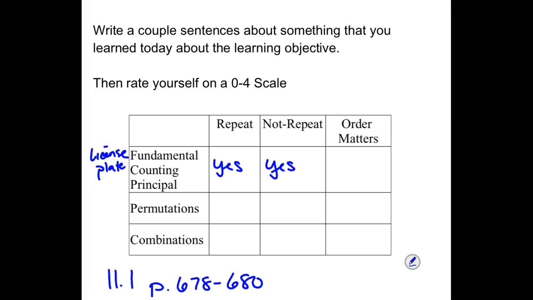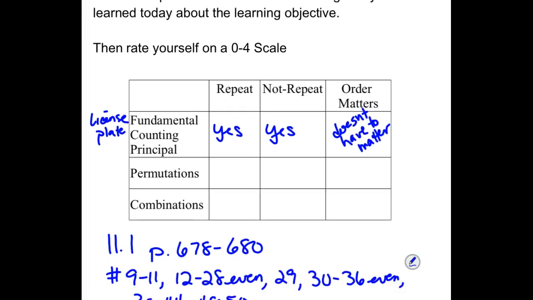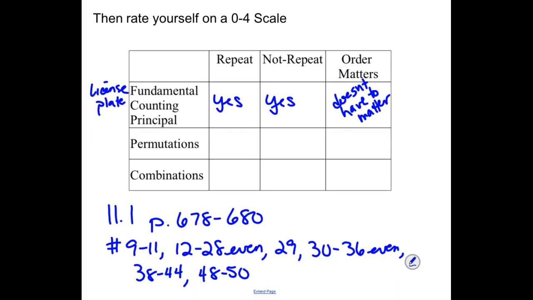Did the order matter? It didn't have to. We could do that when it did matter, but it's not required. Does that make sense? All right. The second part, permutations. Could we repeat objects in a permutation? No. Think about the runners finishing the race, right?